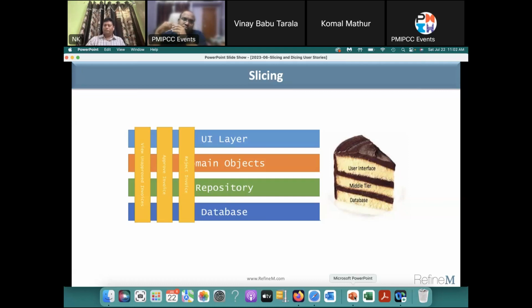When you develop the layers of a story, you have a database layer, a repository layer, a main objects layer, a UI layer. Maybe there are more. So you don't cut it this way: develop UI for this story, develop main object classes for this story, develop database for this story. Those are actually tasks. Because if you finished, let's say, the database part of the user story, can you deliver? You cannot. There is no value for the user if you just did one layer.